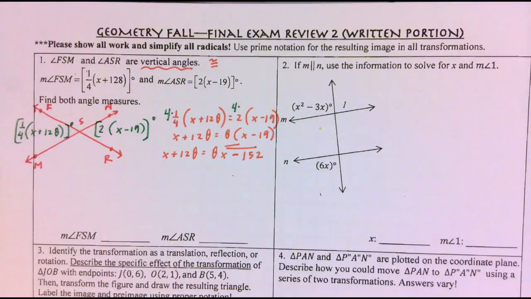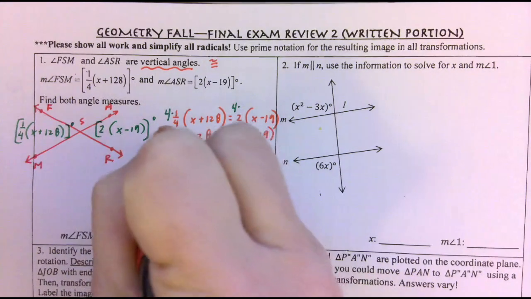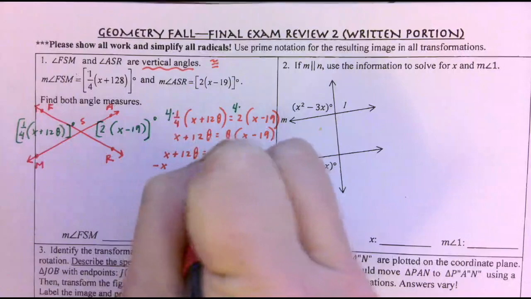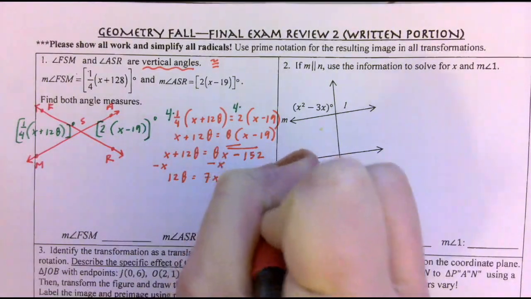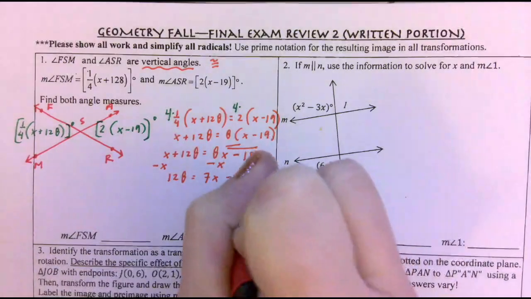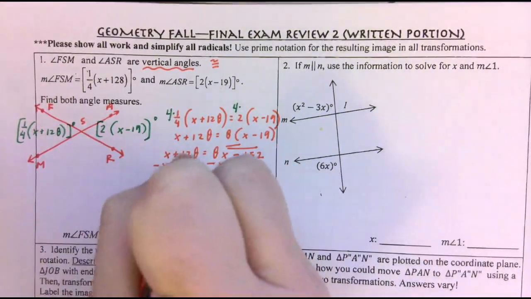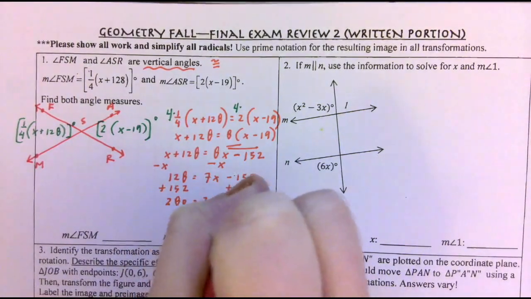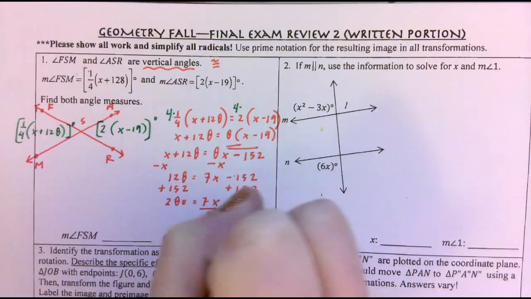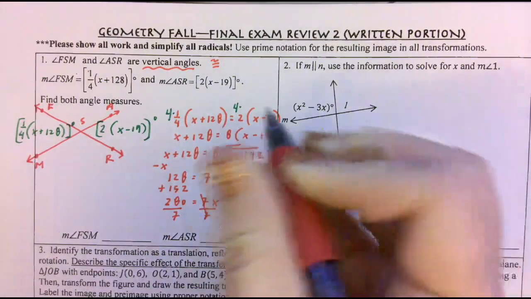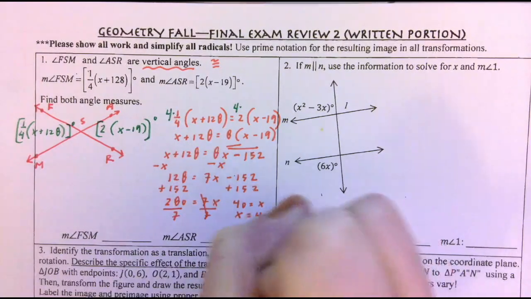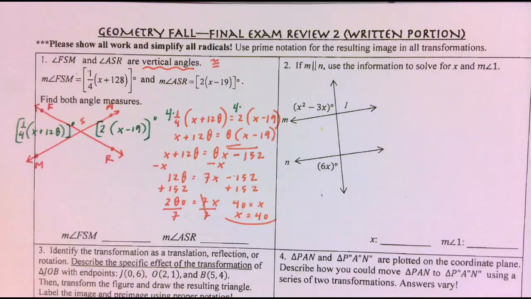Okay, so now I have a nice linear equation to solve. Let me consolidate the x's. So subtract x from each side. So now 128 equals 7x minus 152. Okay, then I'll add the 152 to the other side also. So now I have 280 equal to 7x. Right, I want to solve for x, so now I divide each side by 7. And I get that 40 equals x, which symmetric property lets us just flip that right around to x equals 40.